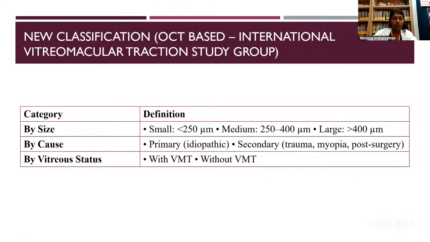By size: small, lesser than 250 μm, medium, 250 to 400 μm, and large, above 400 μm. By cause: primary, which is idiopathic, and trauma, myopia, and post surgery are known as secondary. And by vitreous: with VMT and without VMT.